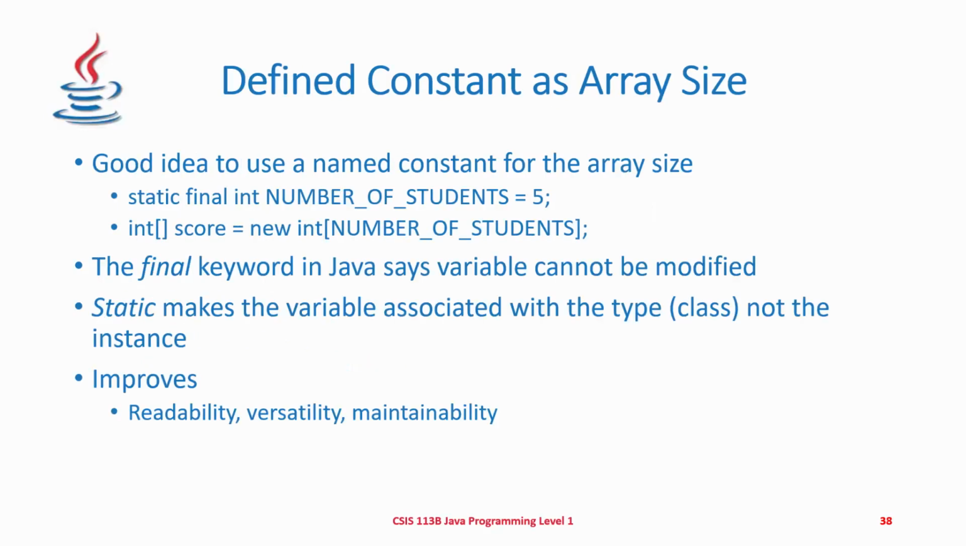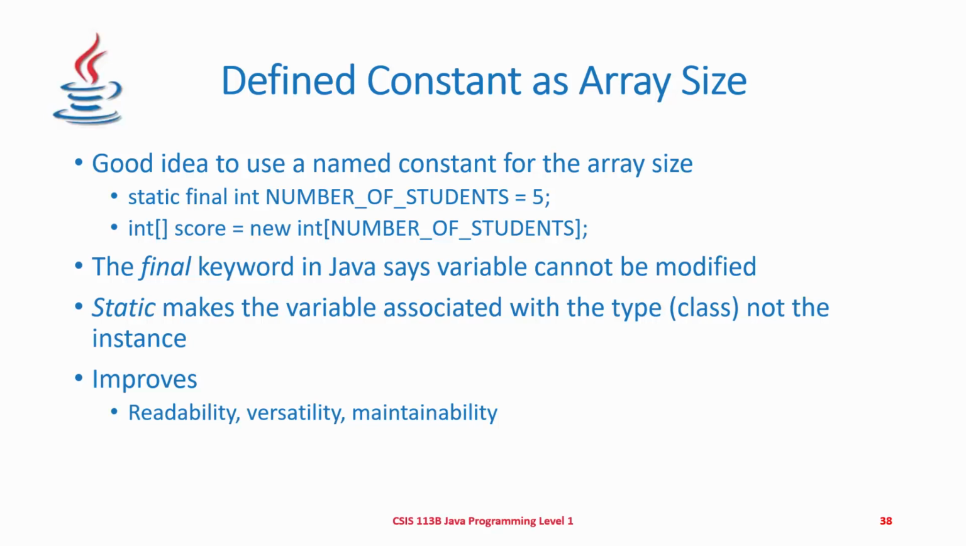We mentioned this a little bit earlier that you can use constants for your array size. It's a good idea to use a named constant for the size of your array. So in this example, just showing you how to create a constant. So static final int number of students and then assigning the value of 5 to it.